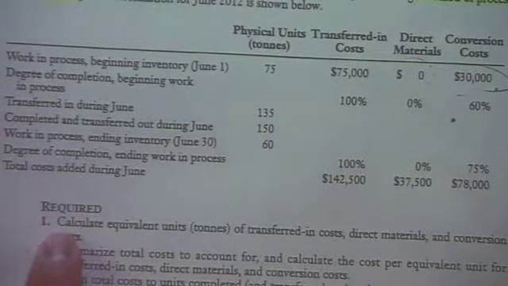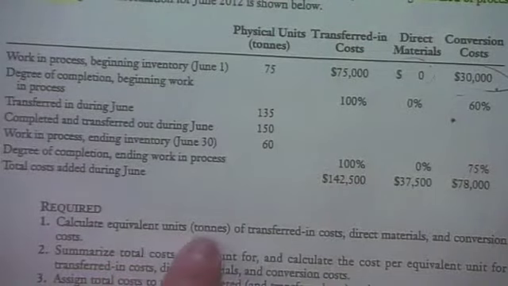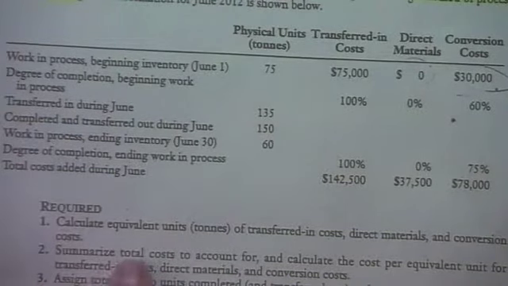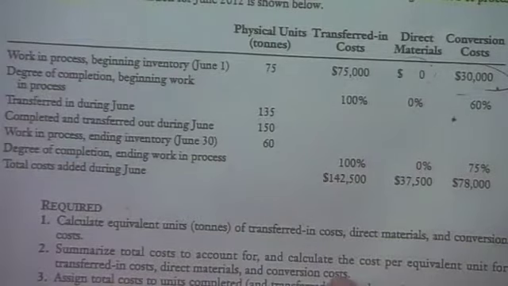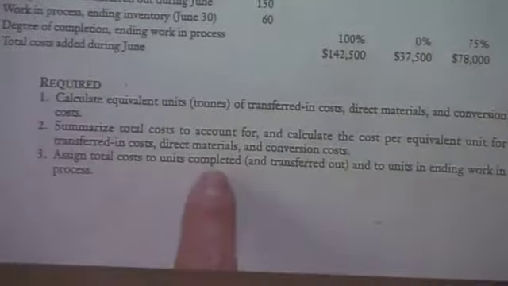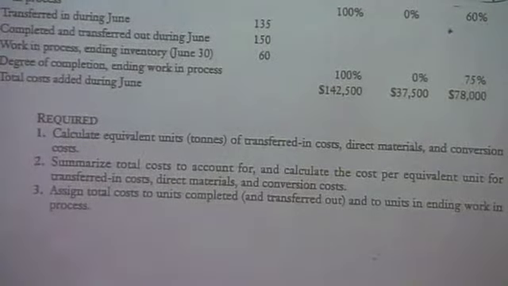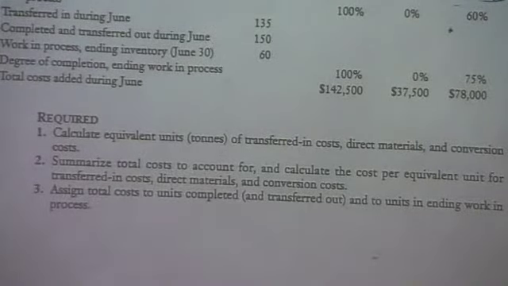Now, we're asked to calculate first the equivalent units. Then we're asked to summarize the cost to account for and calculate the cost per equivalent unit for transferred in, direct materials and conversion cost using the weighted average method. And then we're going to take the unit cost and determine how much to cost out for units that have been completed and transferred out and units that are sitting in work in progress. So that's the requirement for this question. So let's do this question together.